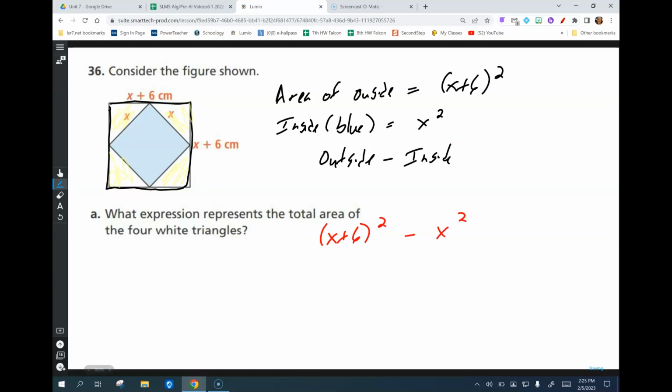Now don't leave it like that. When it says write an expression, simplify it. So let's multiply this one out. You can write it out twice, or you can just use a shortcut. So x squared, x times 6 times 2 is 12x, plus 36, minus x squared. Notice my x squared terms drop off, so I get 12x plus 36. I just wanted to show you that one as another example of that same type, where we have the outside minus the inside. It's very typical.